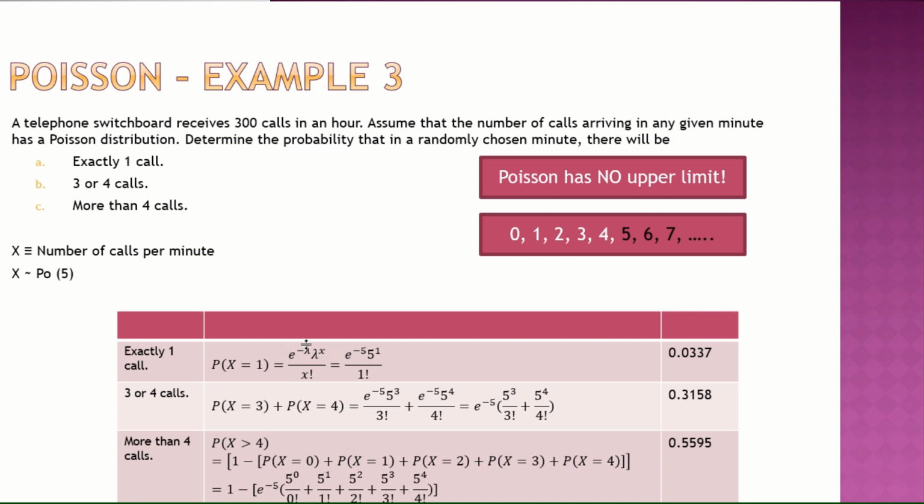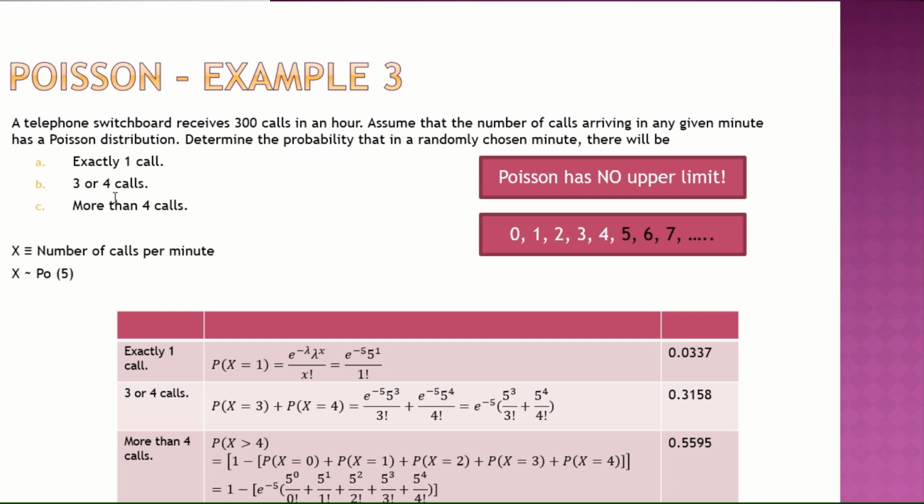e to the power negative lambda, lambda to the power of x over x factorial. So e negative 5. Why negative 5? You know where the e is on the calculator? Just now we practiced already, right? So you follow the rules that I've given you, okay? Negative 5 is your lambda. 5 to the power of 1. Why 5 to the power of 1? Do you see the x there, they want 1. So over 1 factorial. Put it in the calculator, you will get the answer.